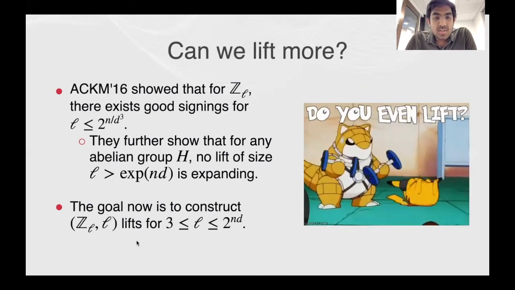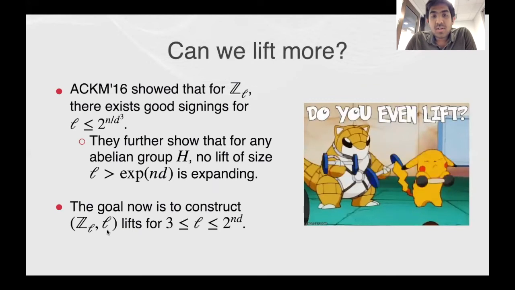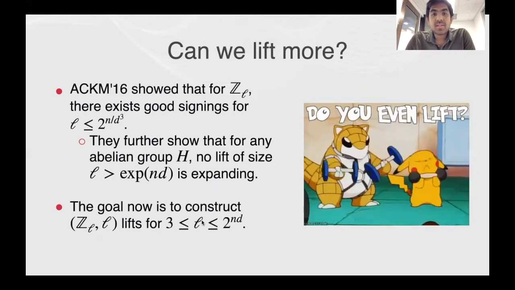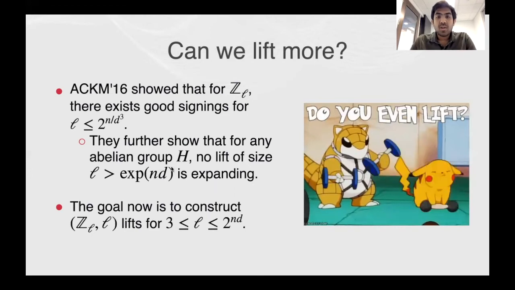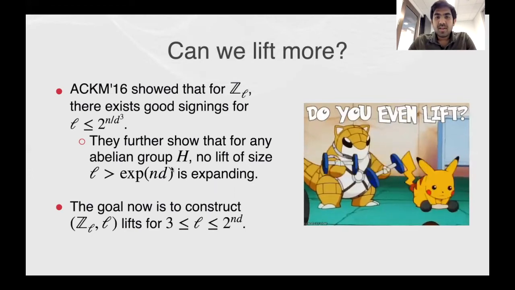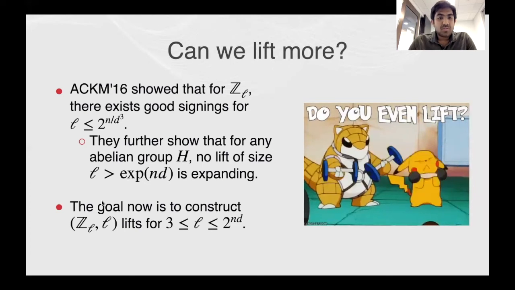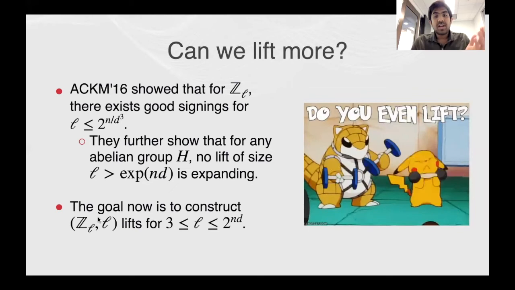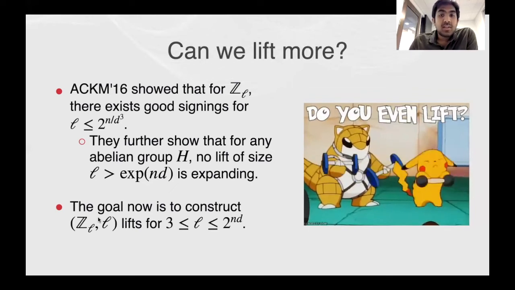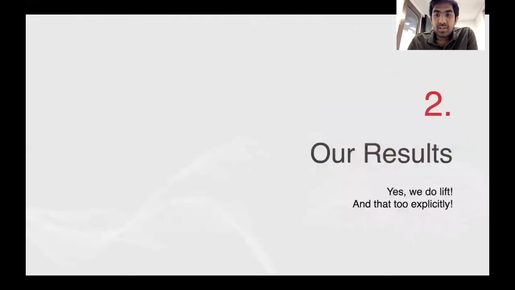So now our task is to construct such abelian lifts when L is in the range from 3 to this upper bound of 2 to the nd, right? So in particular, can we construct it for the cyclic group? Because this would de-randomize the result of PK, as I had alluded to earlier, right? And that's more or less what we do.